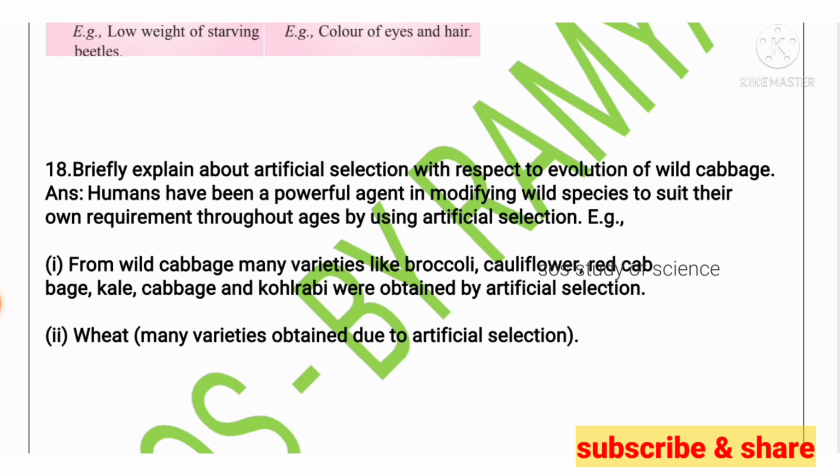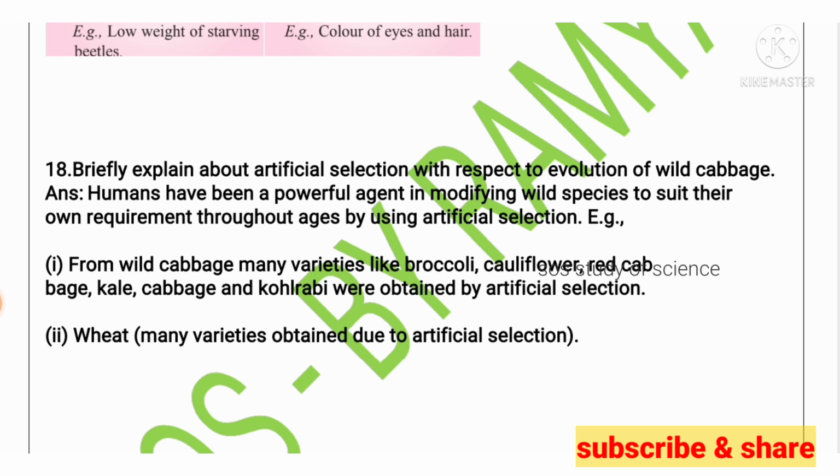It is given in your textbook. Do not forget. Broccoli, cauliflower, cabbage, kale, kohlrabi are all different forms of the wild cabbage. The ancestor is wild cabbage itself. And this is done artificially because with human involvement, all these vegetables have come into existence.